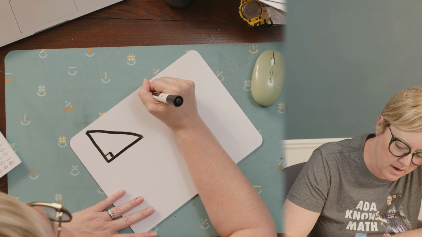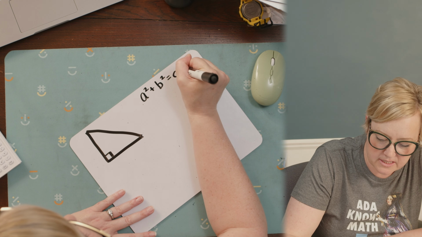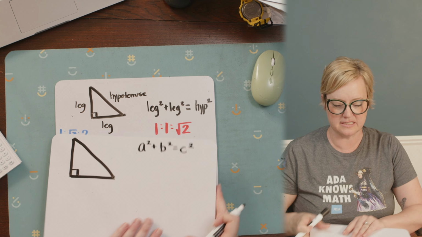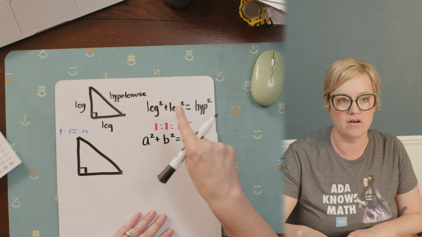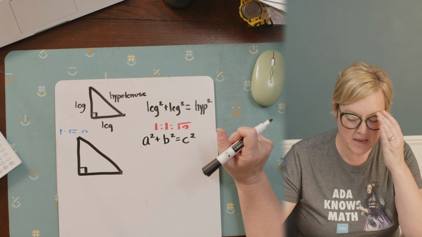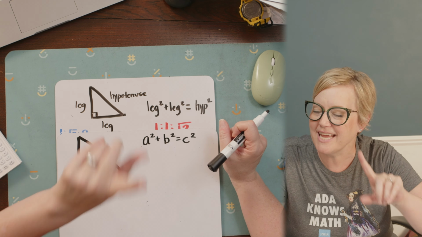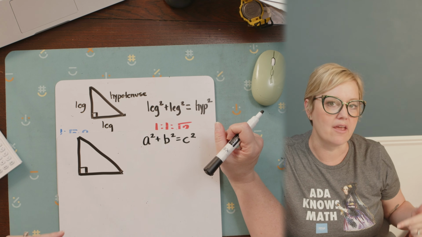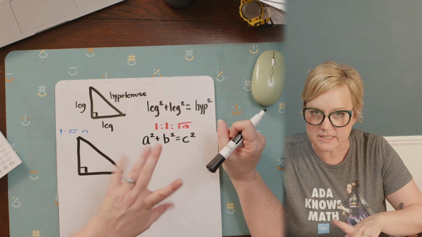The Pythagorean theorem, which is a squared plus b squared equals c squared. Somebody had a good question about how you tell which one's the A and which one's the B. I tend to stick with leg squared plus leg squared equals hypotenuse squared, because it doesn't matter which one is A and which one is B. Well, if you are not dealing with angle measures that are also labeled, it doesn't matter which one's A and B.